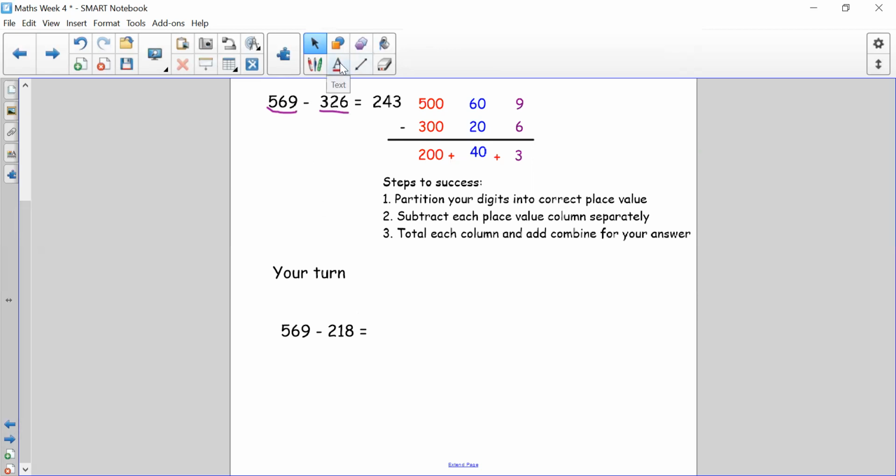Okay, welcome back. I hope you have tried really hard. I hope you're going to get this correct. Let's work it out together and see how you got on. So our first step is to partition our digits into the correct place value. 569. We're going to do that one first.